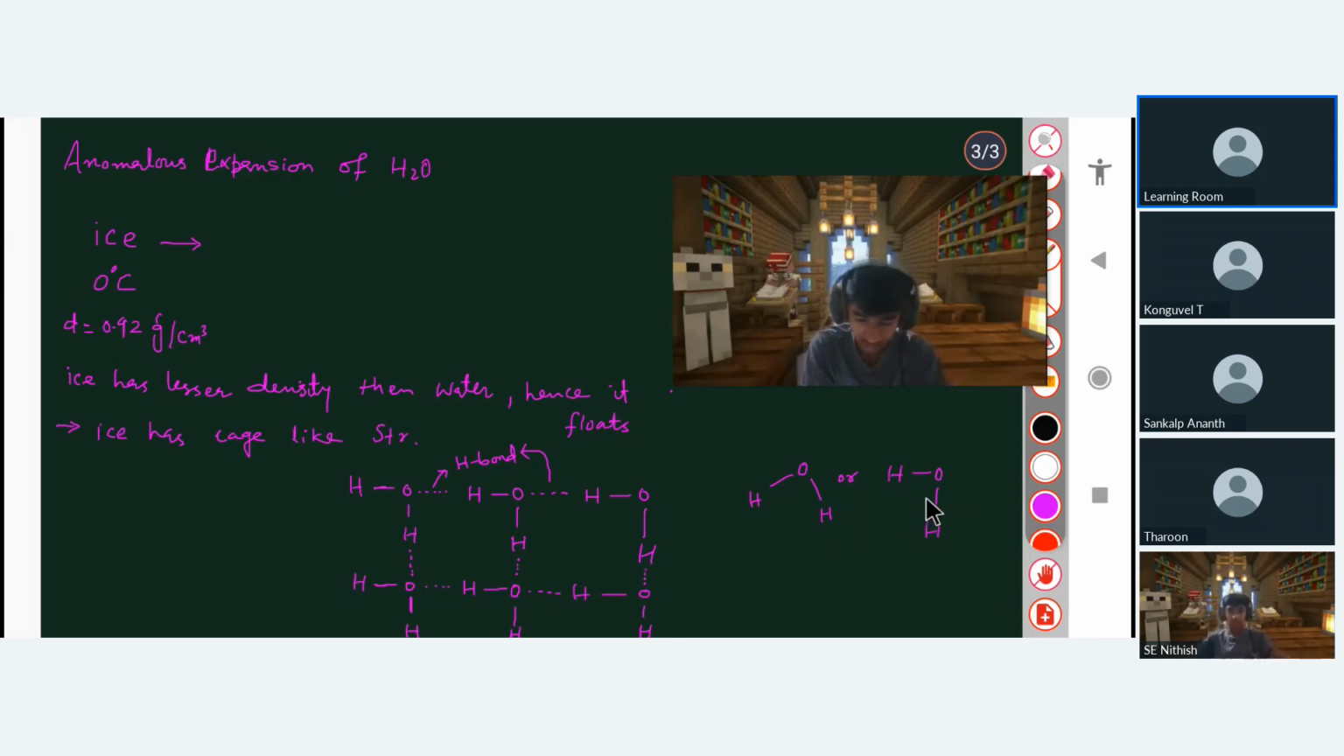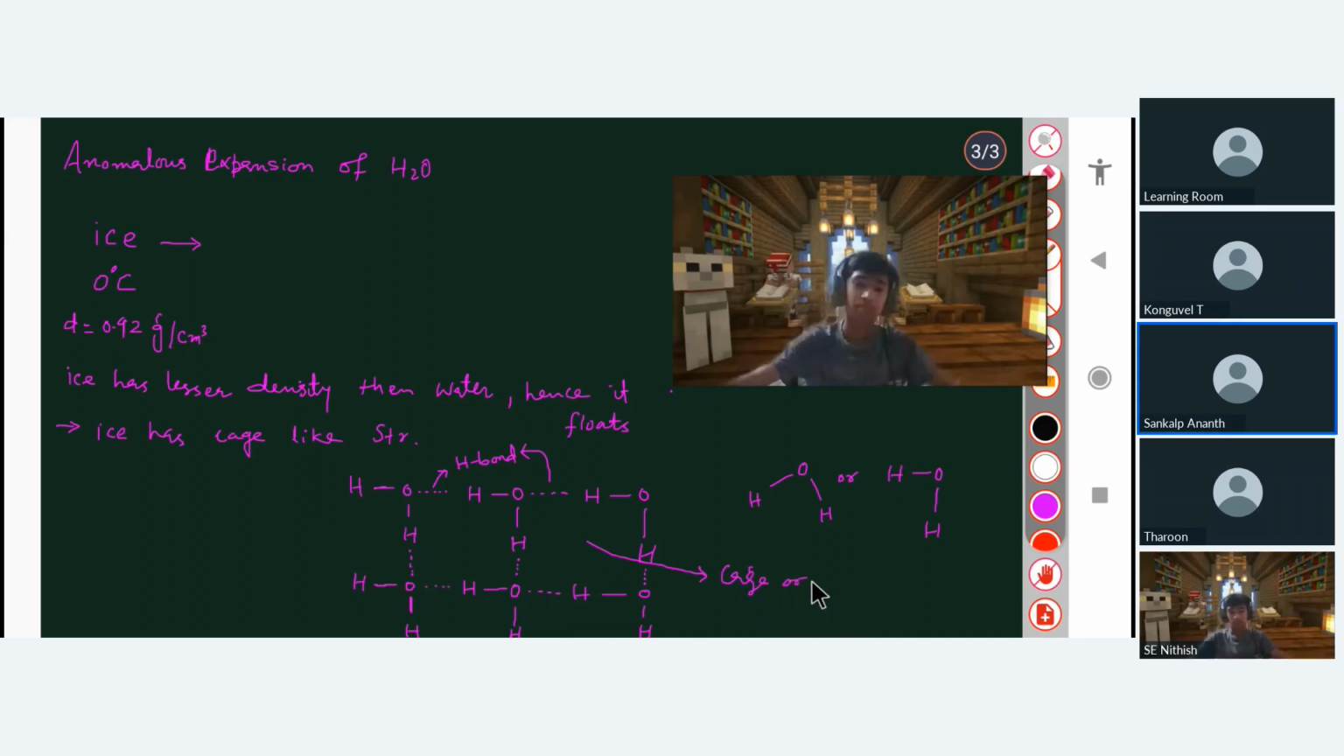So now we have various water molecules in ice. This is one water molecule, then the second one, then the third, then the fourth, fifth, etc. Now can you tell me, what is this? This is the cage which is formed here. Is it a cage? Yes, sir. It is the empty space.